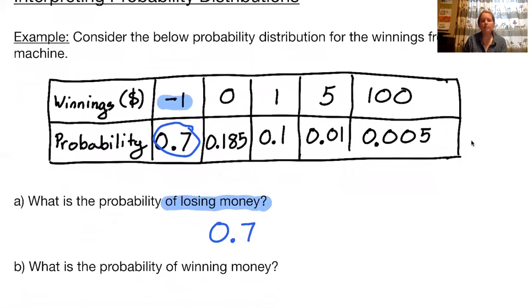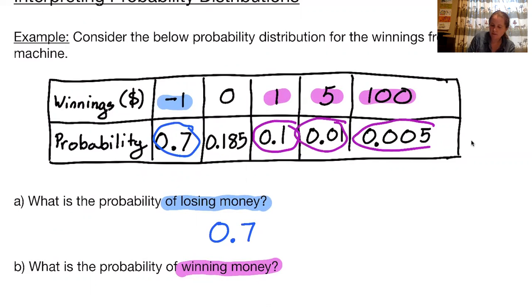Next up, what is the probability of winning money? So winning money just means we come out with a positive amount of money. So there are multiple ways that could happen. We could come out with $1, $5, or $100. They're all ways to win money, which means that we have 3 pieces of our probability, which can be added together.